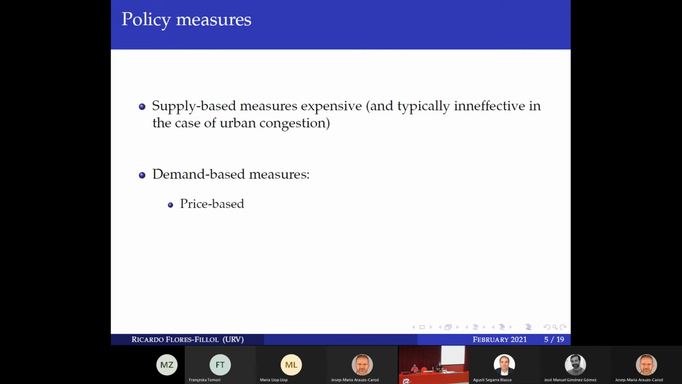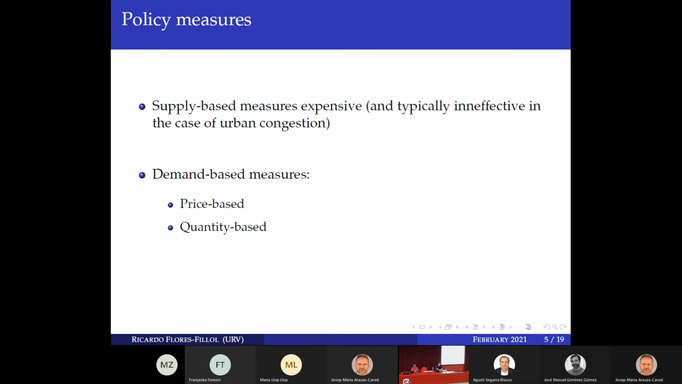Okay, so this is something you can do: use price-based measures, which basically imply paying a price to use the infrastructure. And the other thing you can do is to apply quantity-based measures. Quantity-based measures imply reducing the demand without using a price.